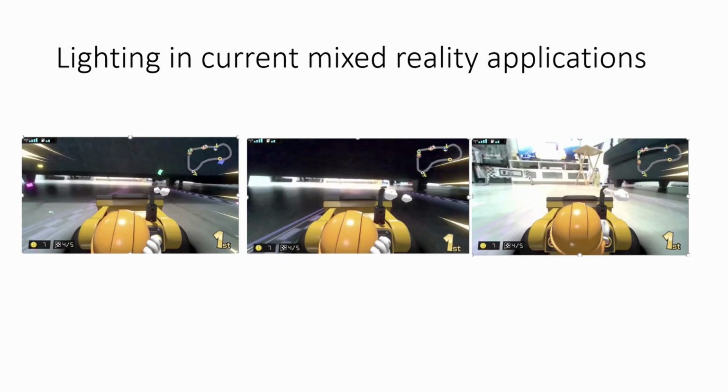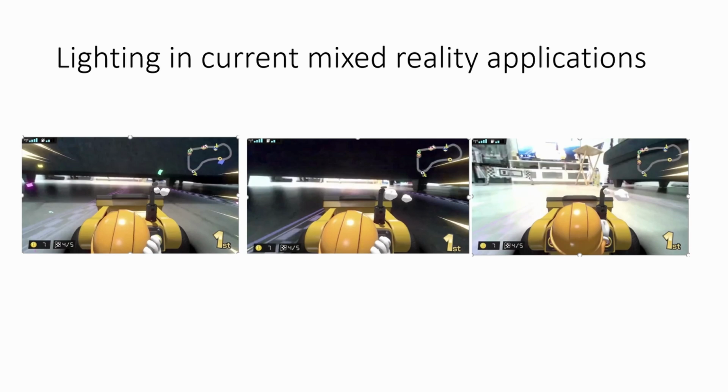Here we have an example of lighting in the current mixed reality applications. Despite being very different environment light conditions, the three frames here show the main virtual character rendered using the same lighting. As you can see here, in all the frames, the main source of lighting seems to be above the character head, and they don't change in between the frames.